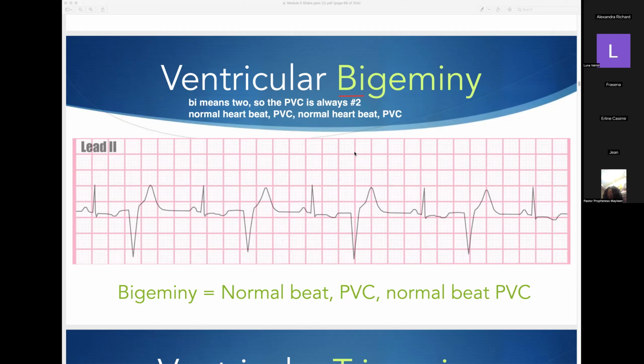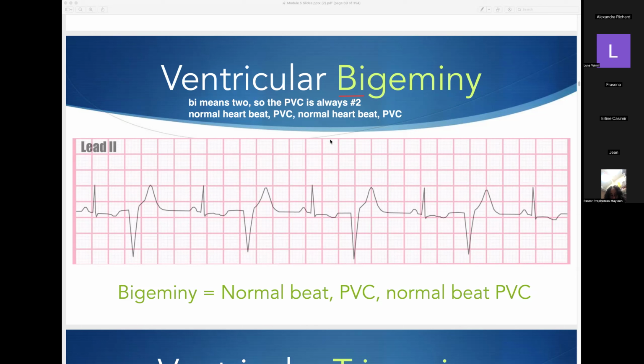Okay, so to figure out what ventricular bigeminy means, just think bi means two, so that means the PVC is always number two. So you're going to have, like here, a normal heartbeat, PVC, normal heartbeat, PVC, normal heartbeat, PVC, normal heartbeat, PVC. Okay, so that's ventricular bigeminy.